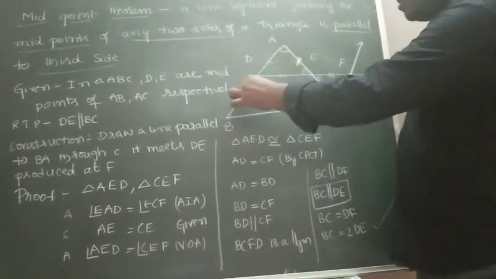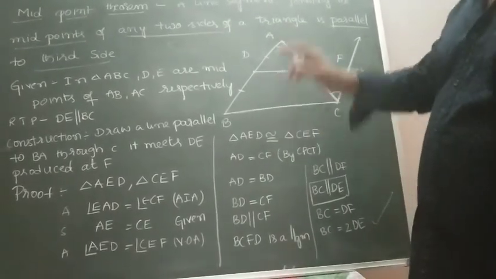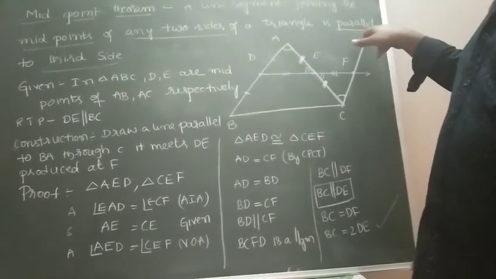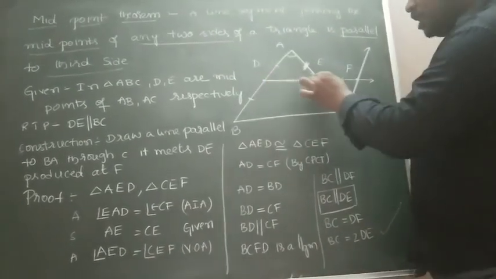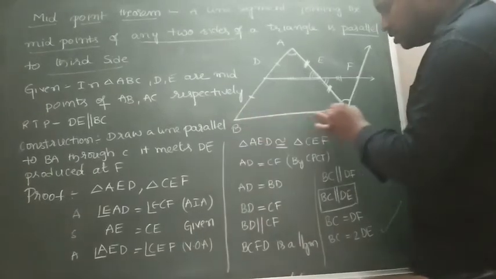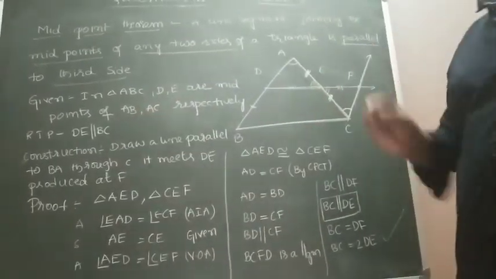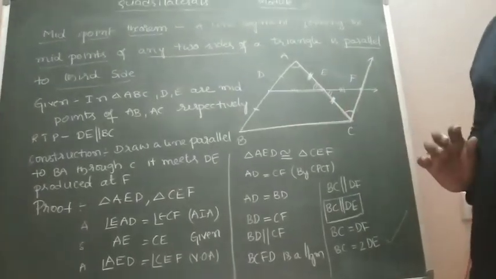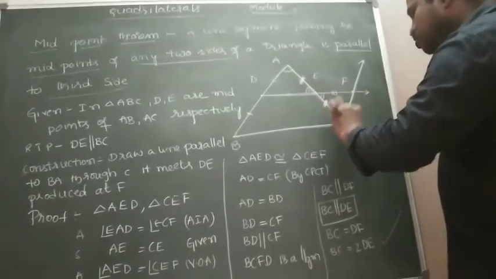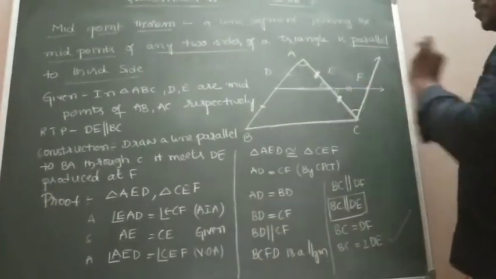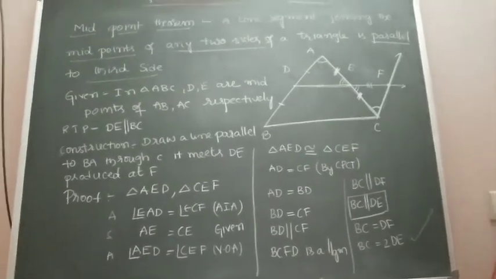So AD length is equal to BD length, AE length is equal to CE length. Next, prove that the line segment is parallel to the third side. That means you have to prove DE is parallel to the third side, BC. That is, DE is parallel to BC. For this one we require the construction, that is important. Draw a line parallel to BA through C, and produce DE to meet it at F.